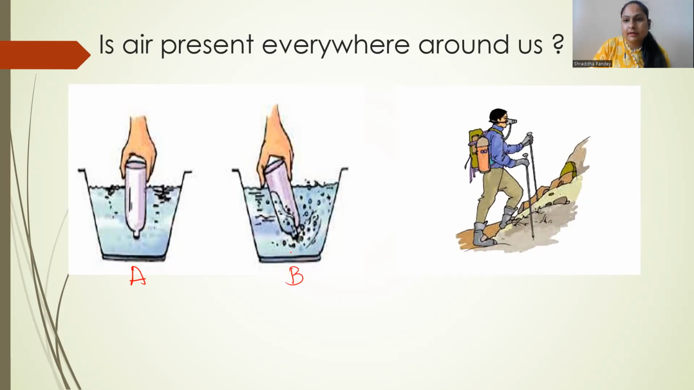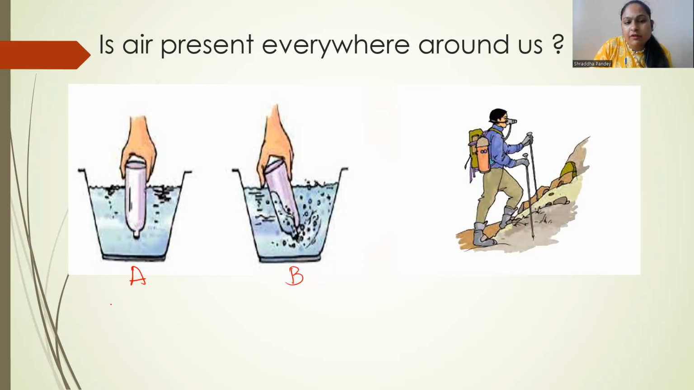So why does the water enter? See, in the first case, there was no space for the air to escape from the bottle. And here, when you tilt it, the air got some space to escape from the bottle. As the air escaped, the water started entering the bottle. Here, the air does not escape, so the water did not enter the bottle.